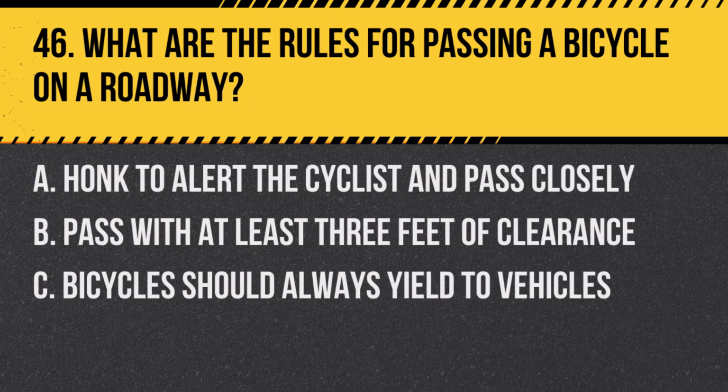Question 46. What are the rules for passing a bicycle on a roadway? A. Honk to alert the cyclist and pass closely. B. Pass with at least 3 feet of clearance. C. Bicycles should always yield to vehicles. Answer: B. Pass with at least 3 feet of clearance. It's important to give cyclists enough space for safety.